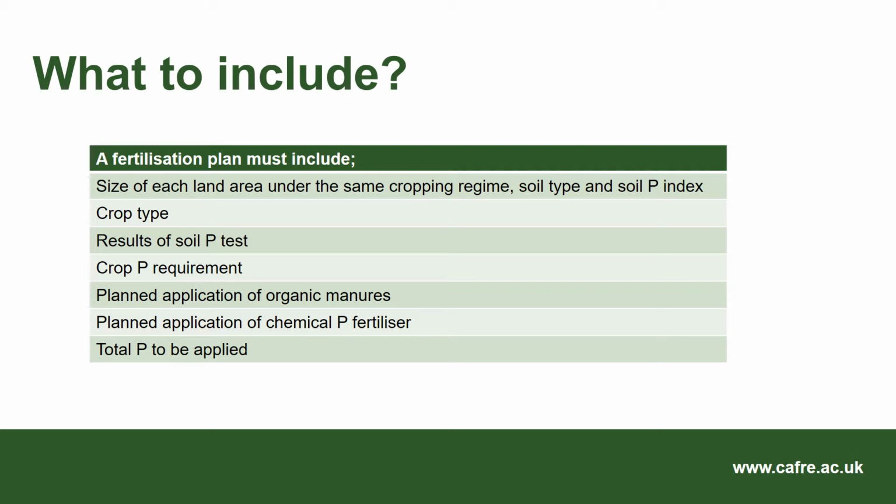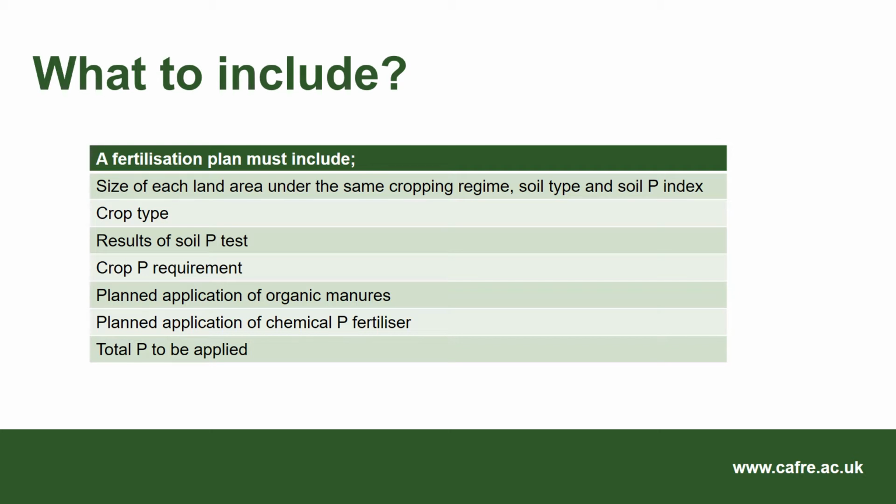Results of the soil phosphorus test. Soil sampling should be carried out every 4 years to monitor pH and soil indexes. Include the results from your latest soil analysis. Crop phosphorus requirement as recommended by the NAP regulations and the latest edition of the AHDB Nutrient Management Guide RB209.